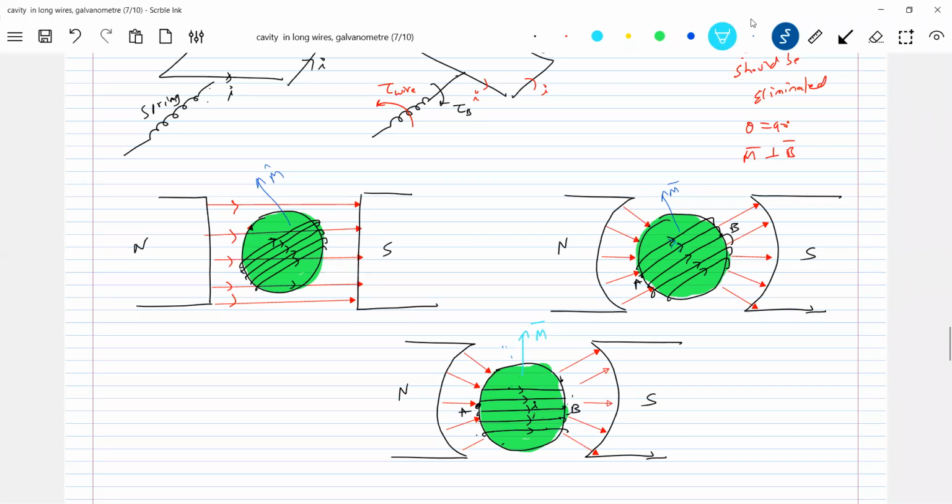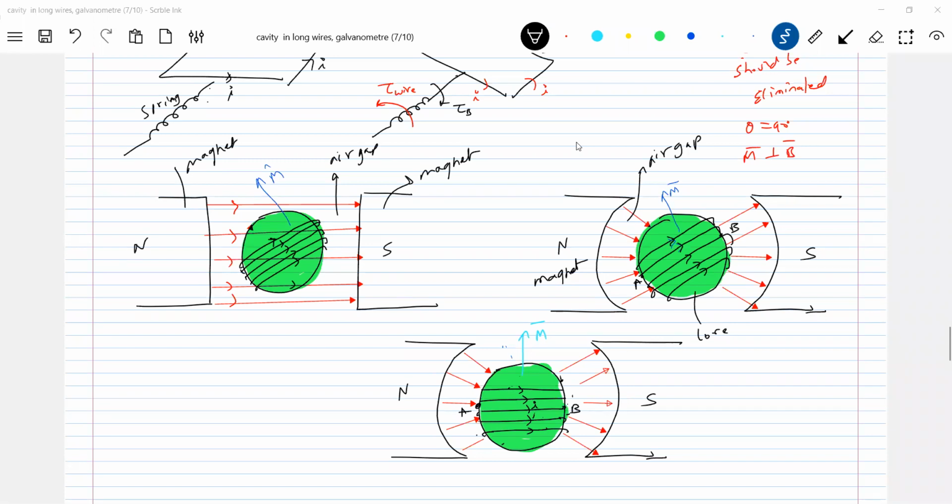Now because of this radial field or uniform air gap, look at this air gap now. We'll call this the air gap. This is the core. This is the magnet. This is the air gap. This is the magnet. To make the scale linear, clear this one.